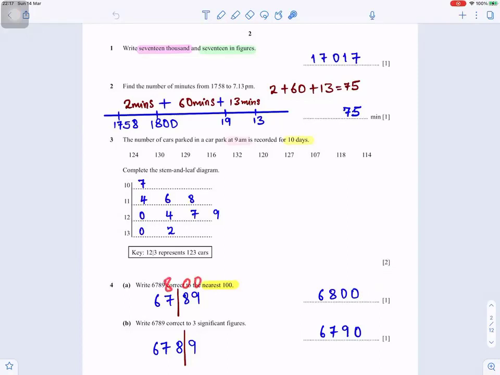Write 6,789 correct to 3 significant figures. You count the first 3 numbers, 1, 2, 3, and you put the line. You look at the number on the right. The number is 9. Is that 5 or more? Yes. You change it to 1 and add it to 8. It becomes 9. And you put a 0 there. So 6,790.